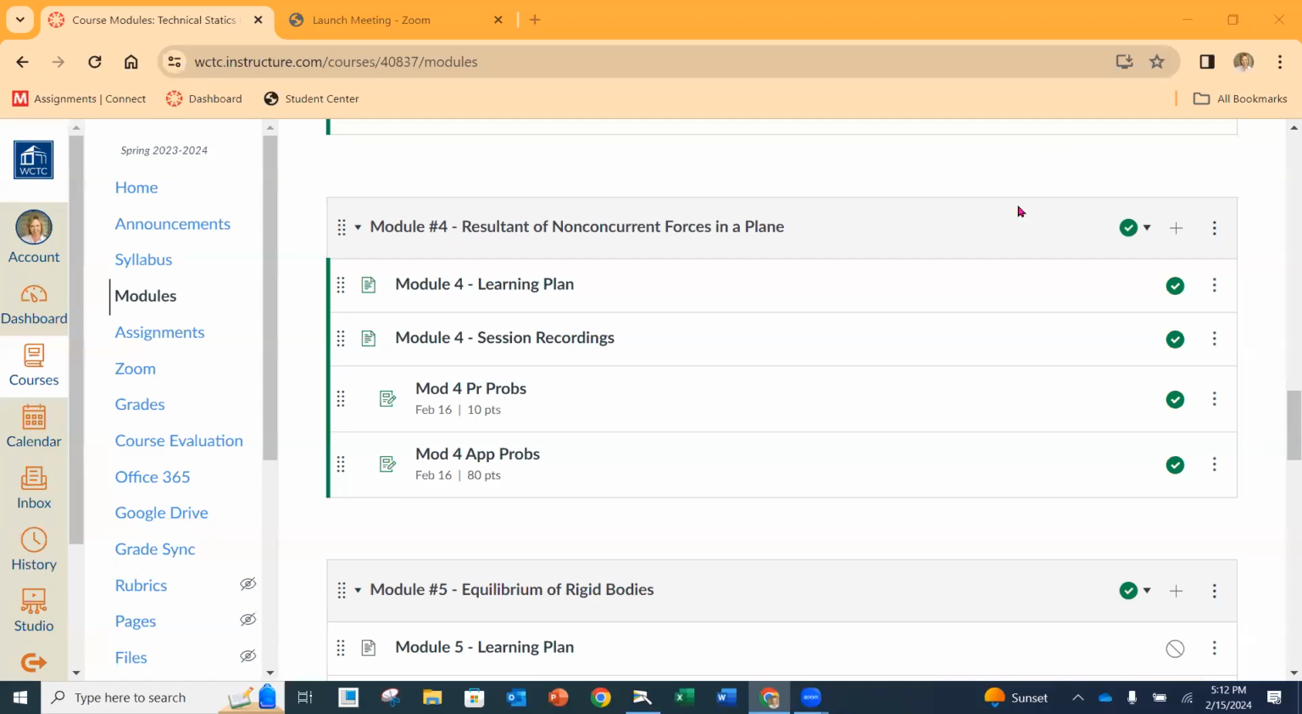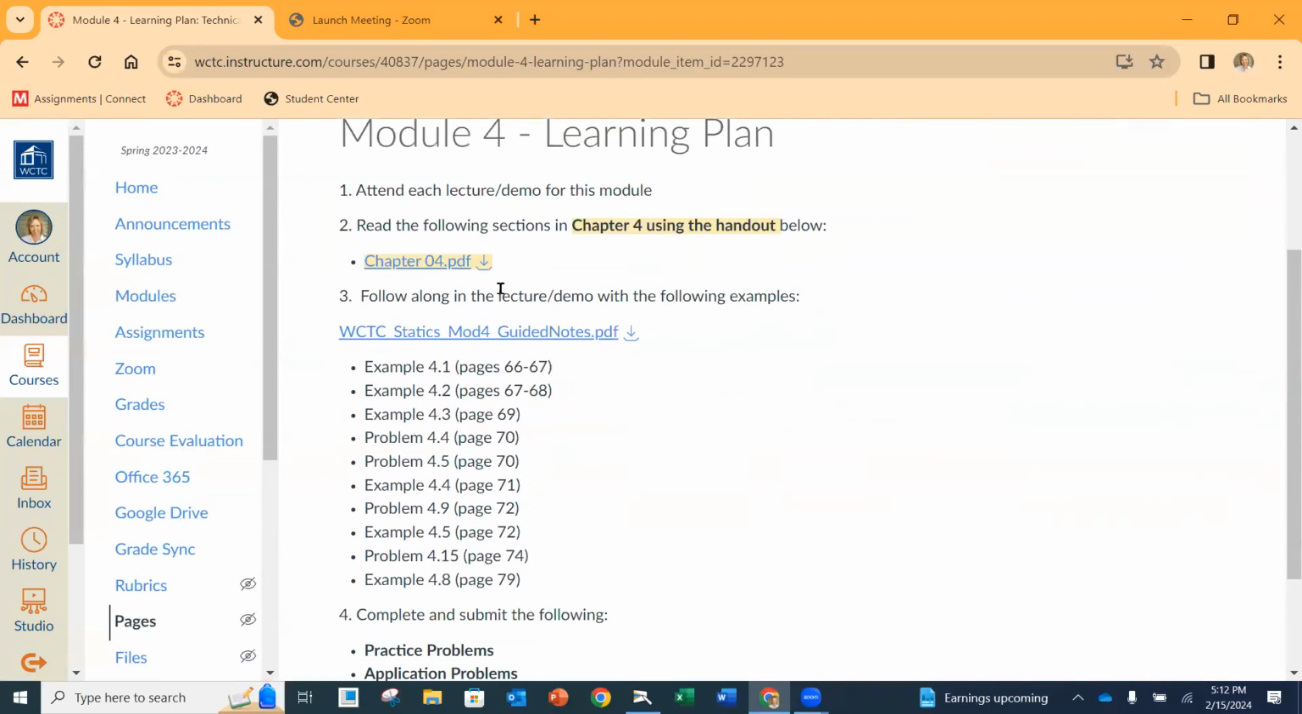Okay, so we're going to continue working in Module 4. This will be our second session on Module 4. If we look in our learning plan for Module 4, you're going to notice that we are working out of a handout instead of the textbook. It happens to be a chapter out of a previous textbook that I worked out of.